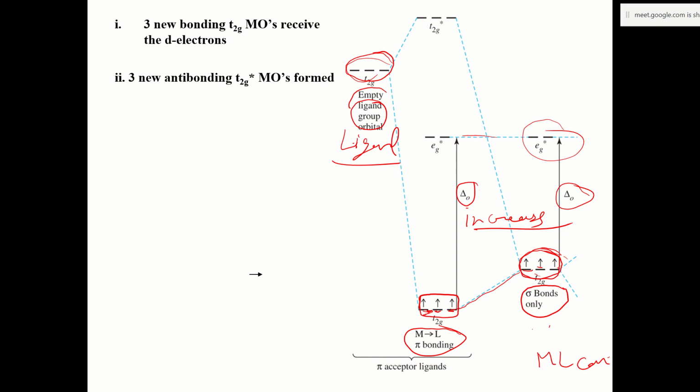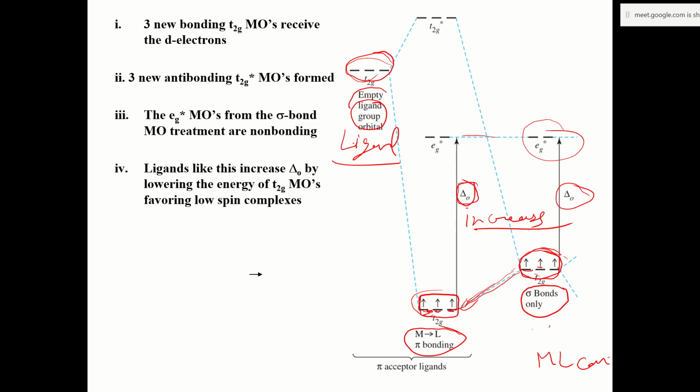The T2g orbitals in the metal are full. The T2g orbital in the ligand group set is empty. If the overlap happens, then the 3 electrons go into the pi bonding molecular orbital. And if we now consider the difference between T2g, there is lowering of energy due to pi bond formation, and the T2g to eg star gap increases, so delta naught increases. Okay, so this is the kind of situation that we see in CO and CN minus, and we call them strong field ligands.